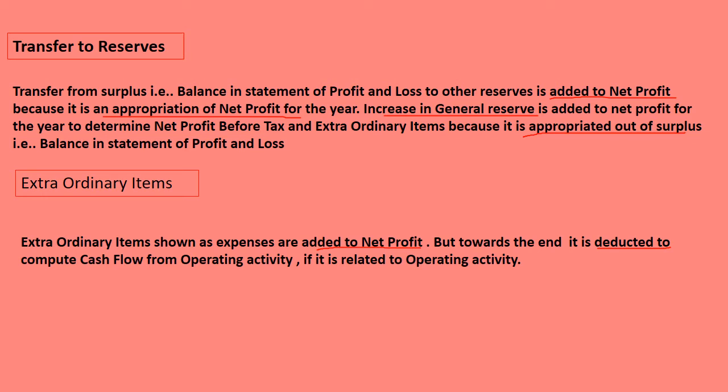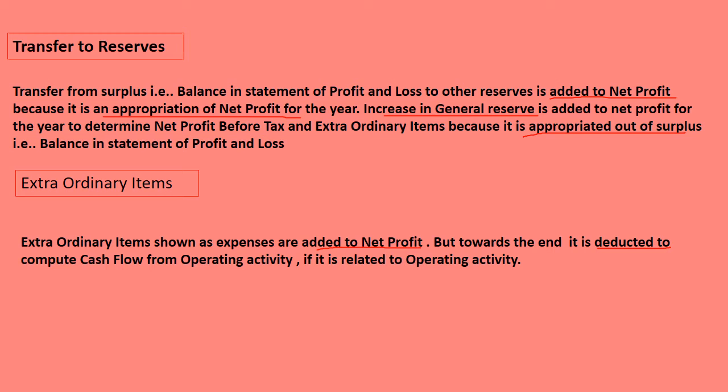Increase in general reserve is added to net profit for the year to determine net profit before tax and extraordinary items because it is appropriated out of surplus, that is the balance in the statement of profit and loss. The increase in general reserve, that is the difference between the opening and the closing balance, is also made by the appropriation out of the surplus, so that also has to be added back.